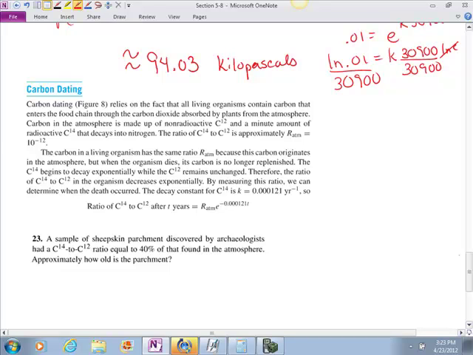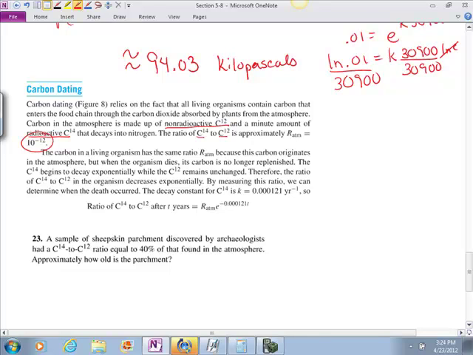Carbon in the atmosphere is made up of non-radioactive C12 and a minute amount of radioactive C14 that decays into nitrogen. So the ratio of C14 to C12 is approximately 10 to the negative 12th. So the carbon in living organisms has the same ratio because this carbon originates in the atmosphere.